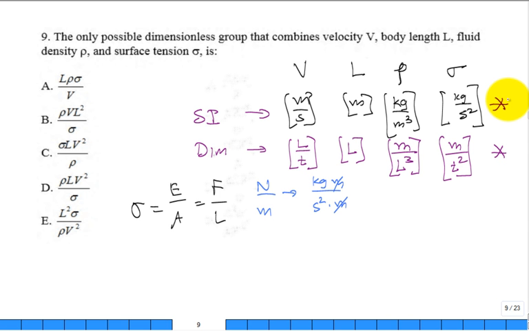So let's just check them. Does this one work? If I put length, that's a meter, then I'll have kilogram per meter cubed, then kilogram per second squared, and I'll have volume, meter cubed. Will that work? No, it will not work.